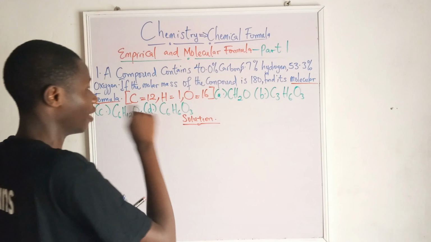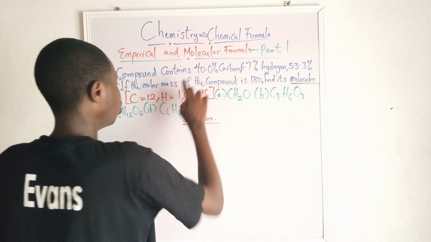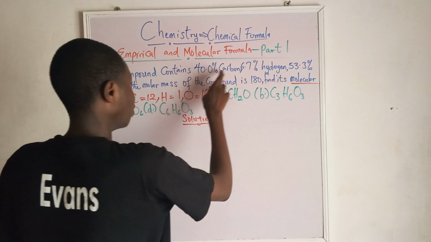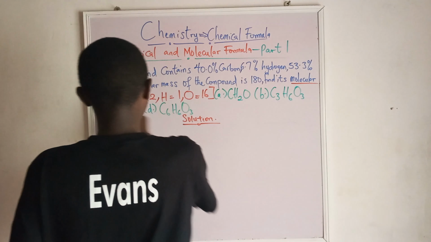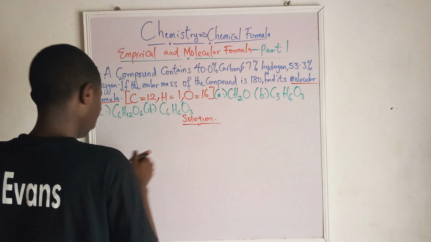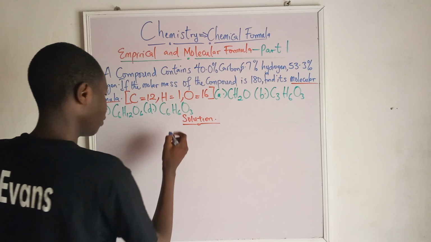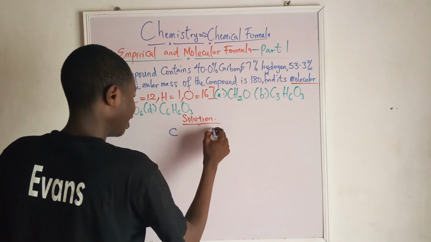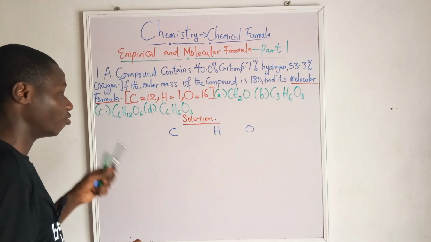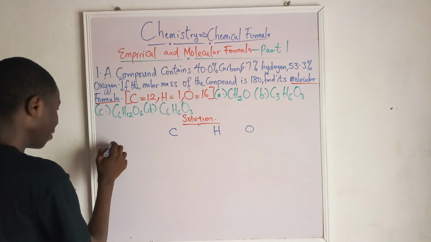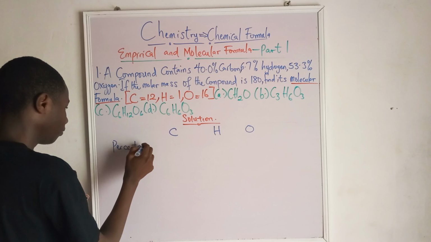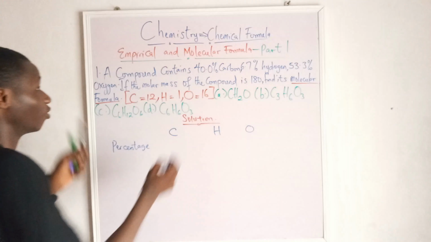Whenever you want to do a question like this, what you just do is that you look at the elements they give us. They give us carbon, hydrogen, and oxygen. So now this is what you are going to do. You are going to write each element like this. Do you understand? Now the next thing you are going to do is write the percentage of each of them. Now what's the percentage of carbon that they give us?